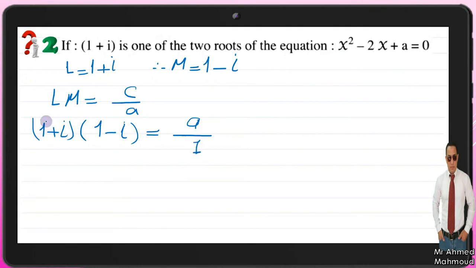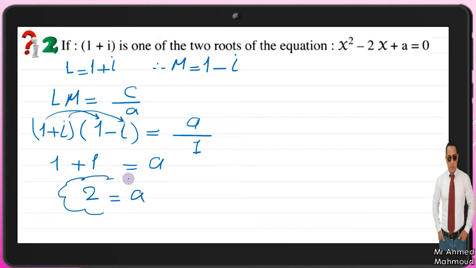Okay, to multiply this one, first times first, second times second. 1 times 1 equals 1, positive times negative is negative, I times I equals I power of 2, which is negative, negative negative 1 equals positive 1, equals A over 1 equals A. 1 plus 1 equals 2, then A equals 2.